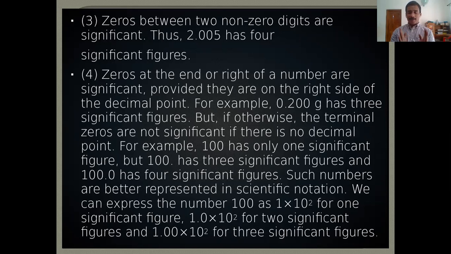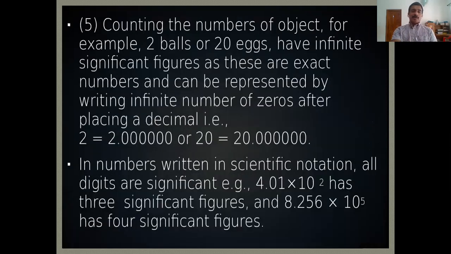So in scientific notation, in the digit term, you can count all the numbers, whether it is 0 or non-zero. That will give you the significant figures.